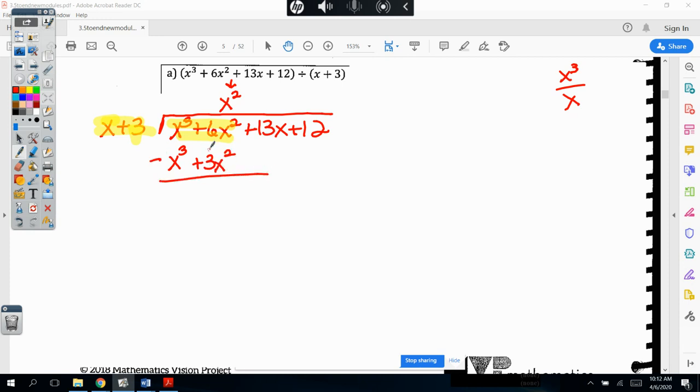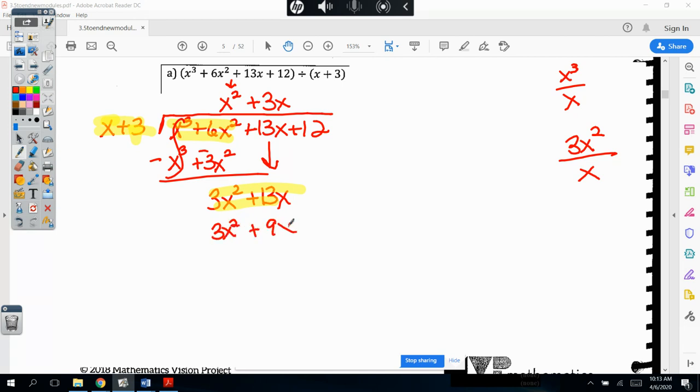And now we will subtract all the pieces. The first term will always be gone. And now I have 3x squared, and I will drop down the plus 13x. Now we'll see how many times that x plus 3 goes into the 3x squared. So 3x squared over x will just be 3x times. And that's positive. Distribute down. You'll get the 3x squared and a 9x. Subtract all the pieces. And we get 4x. Drop the plus 12.